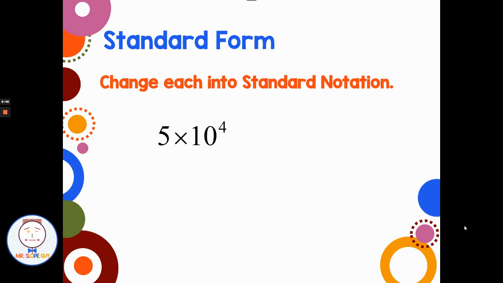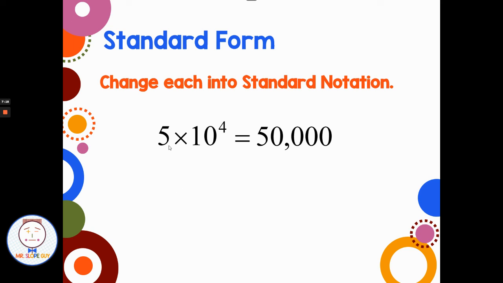The other thing we could do is we could be given something in scientific notation and asked to take it out of scientific notation and put it in what's called standard form or standard notation. So to put this into standard form or standard notation, we have 5 times 10 to the 4th. Well, that'd be like moving the decimal on the 5 over 4 times, or we could think of it as 5 times 10,000, which will give us 50,000.